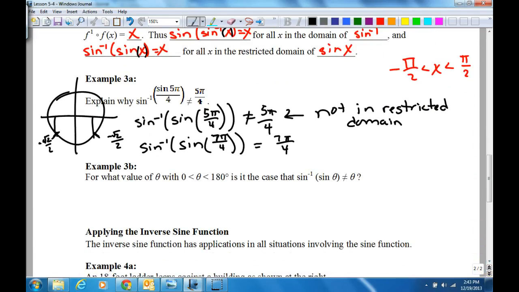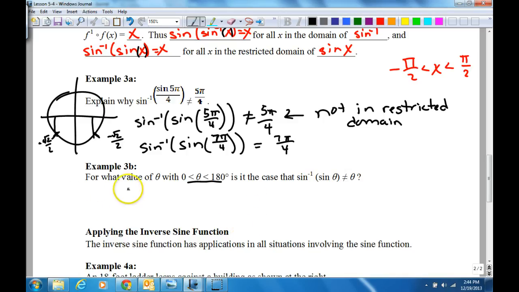Okay, so example 3b. For what value of theta between 0 and 180 is it the case that sine inverse of sine theta is not equal to theta?